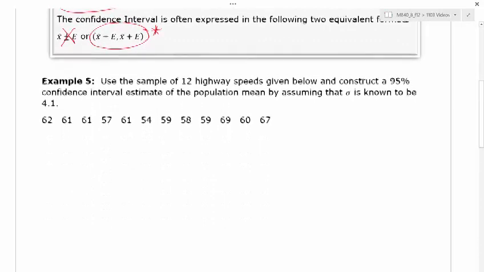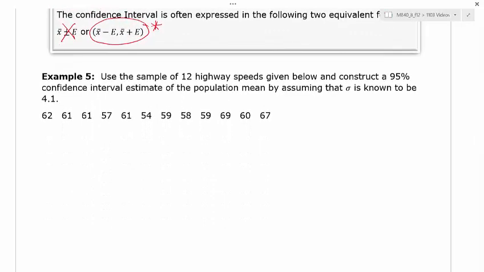So here we have an example to do a confidence interval. We're going to use a sample of 12 highway speeds given below and construct a 95% confidence interval estimate of the population mean by assuming that our standard deviation is known to be 4.1. So this is our population standard deviation. We had used this data before, and we had a sample mean of 60.7. Now we know that sigma is equal to 4.1, and our n is equal to 12.